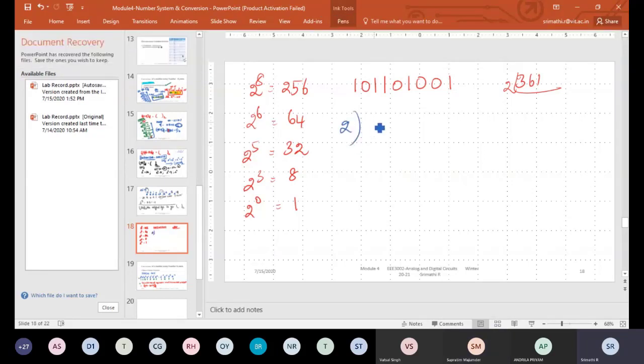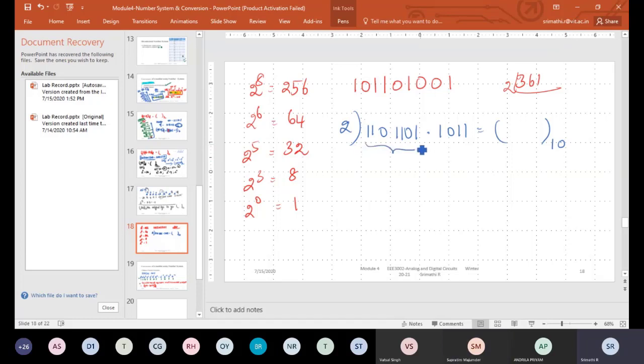The second problem. Let it be 1101.1011. This is the binary. You convert this into the equivalent decimal. You can even use the weighted number system. Actually, before the decimal point, let us take this alone.